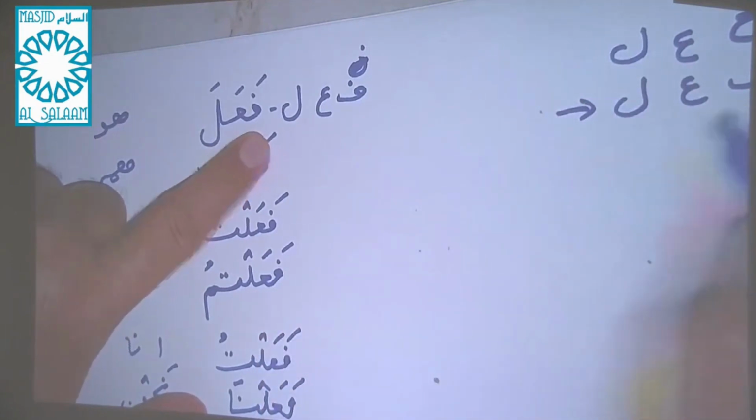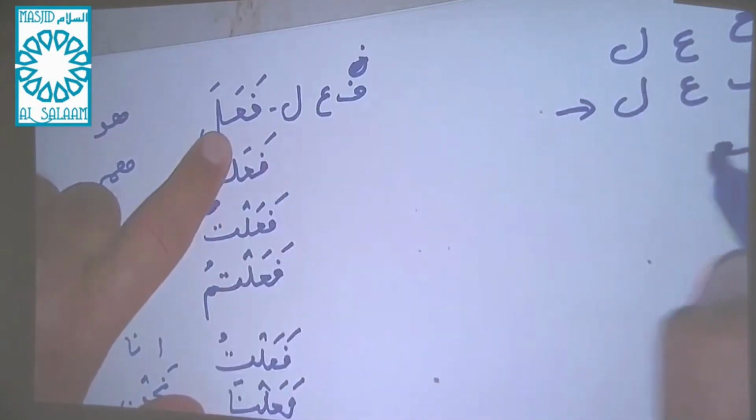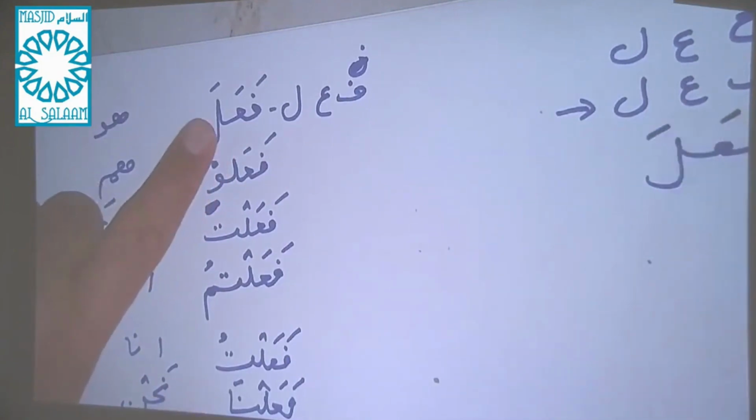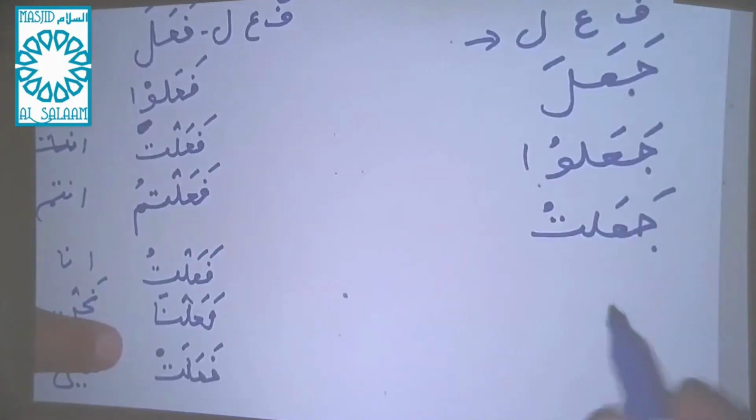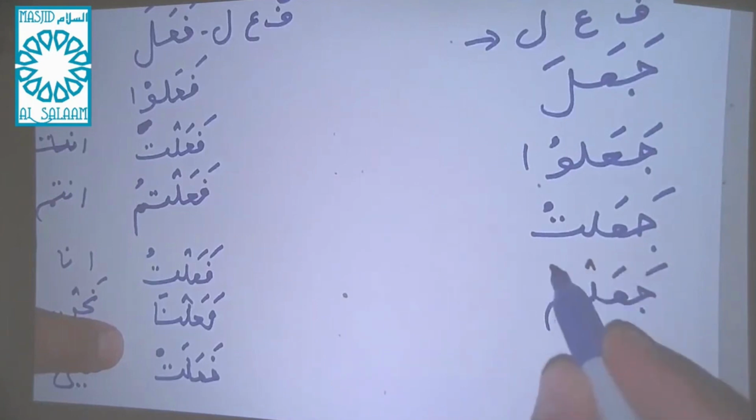So if I have to combine it, I'm going to be writing it ja'ala, right? And then ja'alu, ja'alta, ja'altum, ja'altu, then ja'alna, and ja'alat.